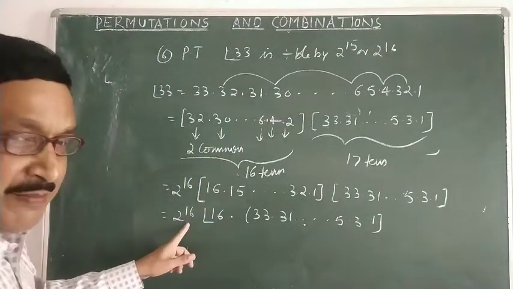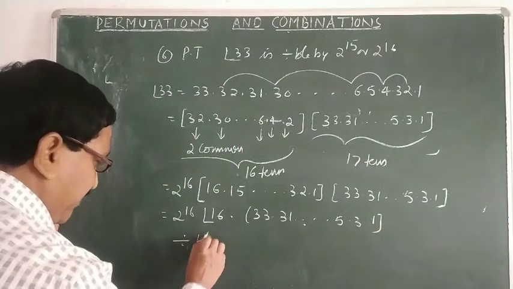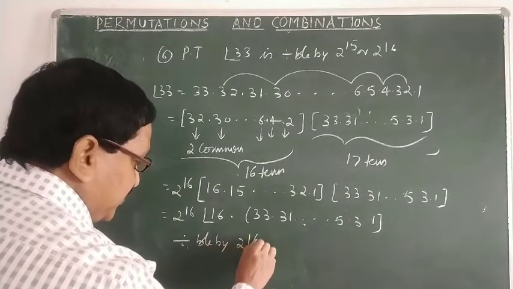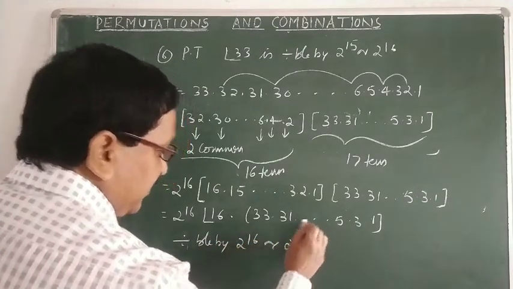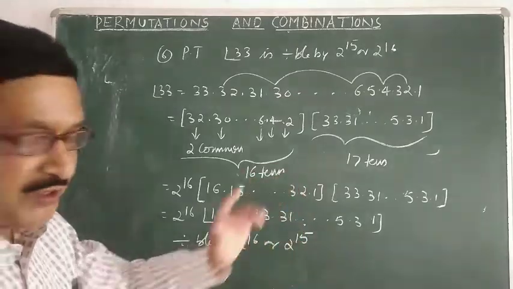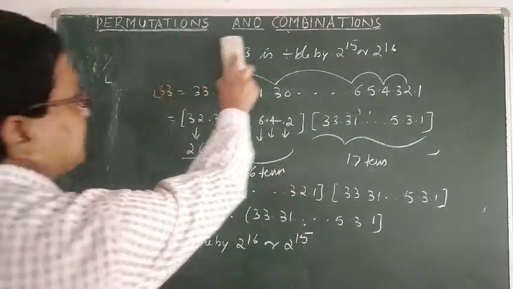Now this is clearly divisible by 2 to the power 16 or 2 to the power 15, whatever you like, 2 to the power 14 also, and in this way the problem is done.